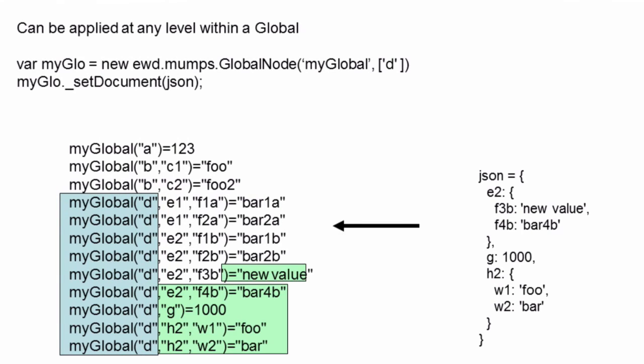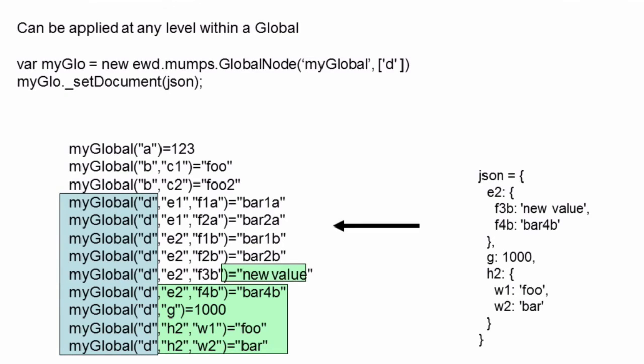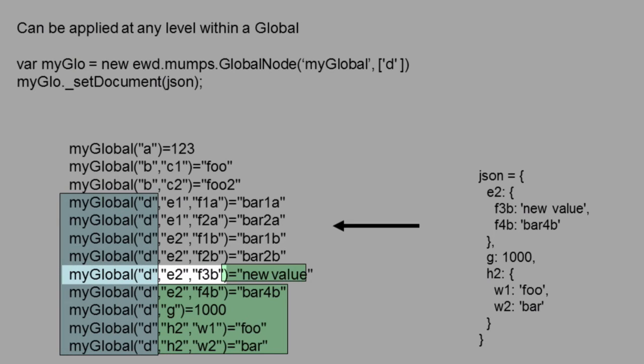Well, the answer is that the setDocument is always additive. If the mapping of a set of properties is to a new set of global subscripts, then they're added. And if the mapping corresponds to an existing set of subscripts, any existing value will be replaced by the new value in the injected JSON document. And so the value of this DE2F3 node is replaced with this new value from the JSON document. But this F4 property gets added under the DE2 subscript, as shown here.